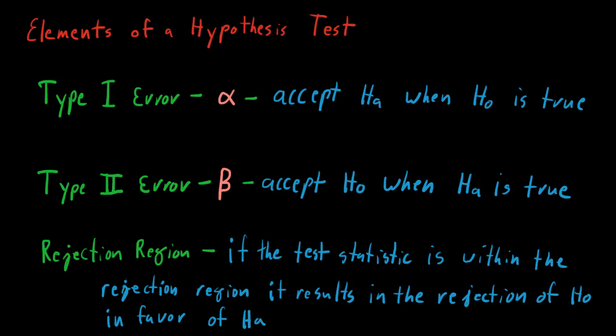To determine which conclusion we're drawing, we use our rejection region, which is the region in which, if the test statistic lies within that bound, it results in the rejection of H naught in favor of HA. So we're going to use that to determine which conclusion we're going to draw, and based off of that drawn conclusion, we can have two different types of error, type 1 error and type 2 error.